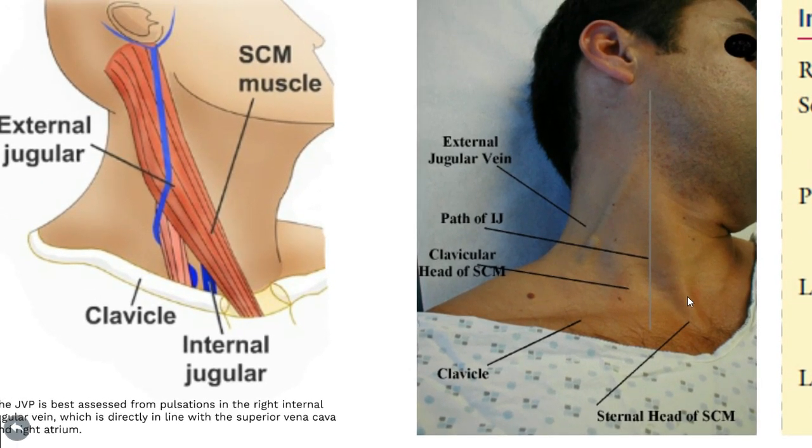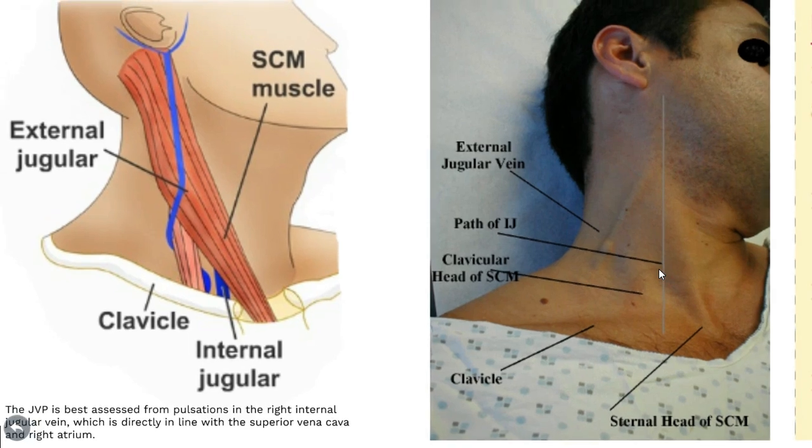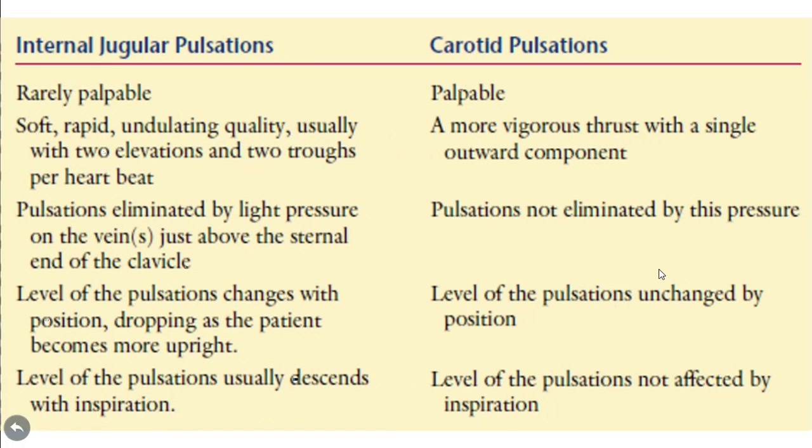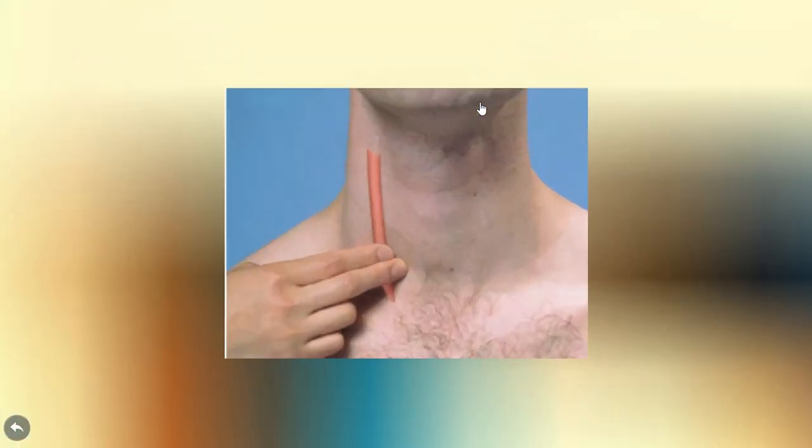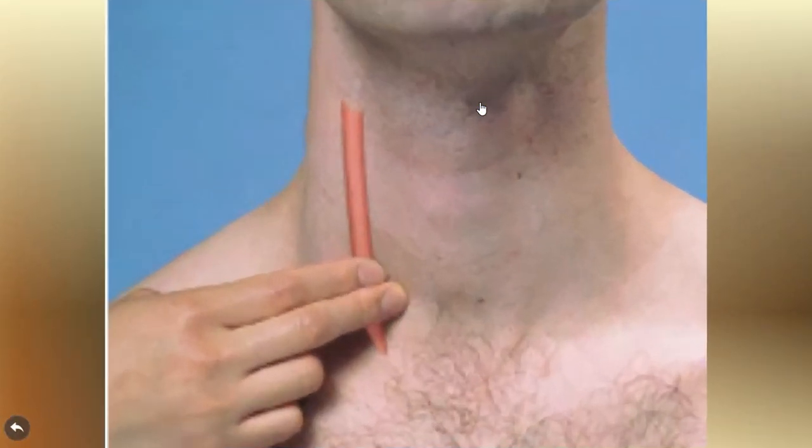Okay, the muscles. You can see here the sternal head of the sternocleidomastoid muscle. This is the clavicular head. Also within the square is the location of the internal jugular vein. That's where the pulse of the IJ is prominent. We also have to distinguish between internal jugular pulsations and carotid pulsations. The IJ is rarely palpable, but the carotid is palpable. It can be palpated at the lower part of the neck.